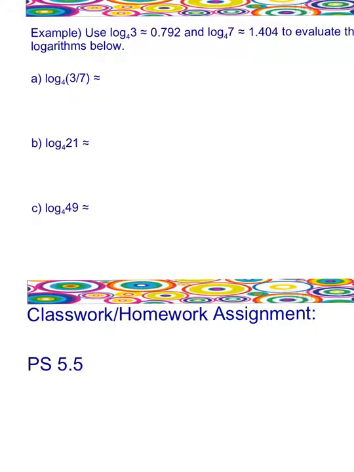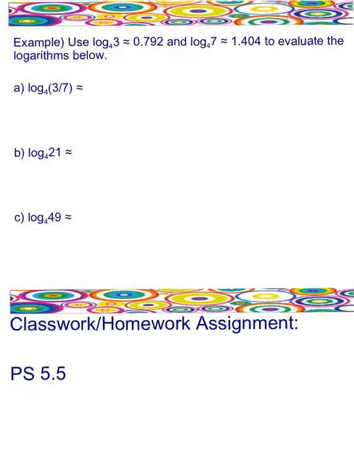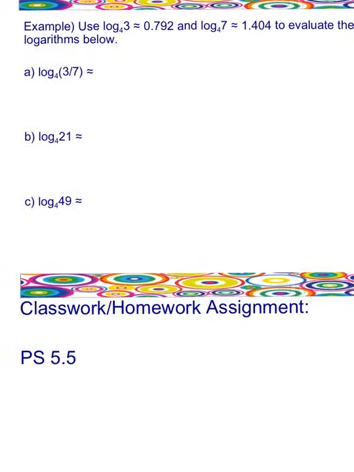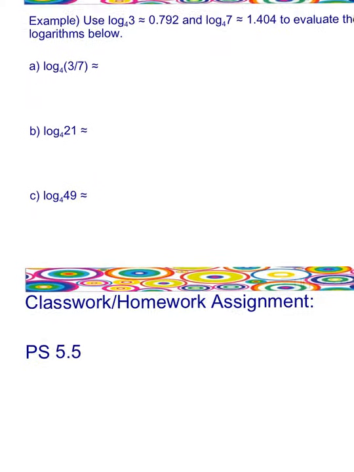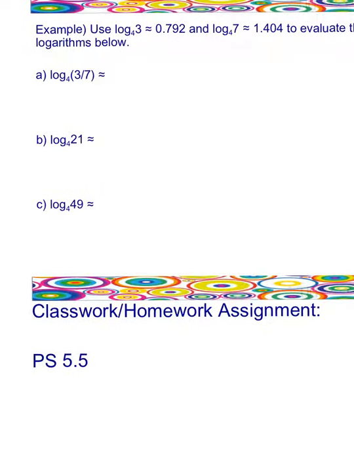All right, last example. I've been given these two logarithms, some approximations: log base 4 of 3 is about 0.792 and log base 4 of 7 is about 1.404. What I want to do is use those approximations to evaluate the 3 logarithms below. I've got log base 4 of 3/7, log base 4 of 21, and log base 4 of 49.